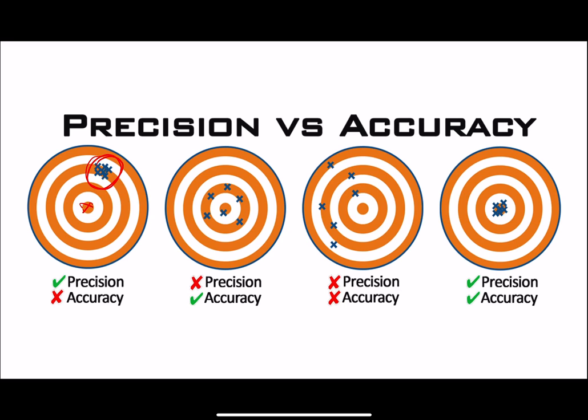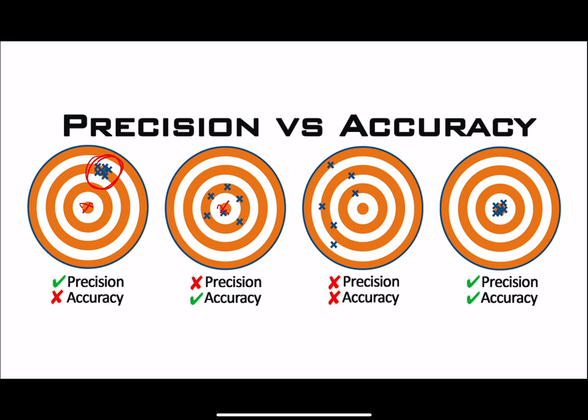The second one is accurate but not precise. The reason is because they're closer to the target, right? They're not all in the same spot, but they are closer to the target, so they're more accurate. The third one is neither precise nor accurate because their shots are all over the place, right? So this might be more characteristic of a beginner. They're all over the place.